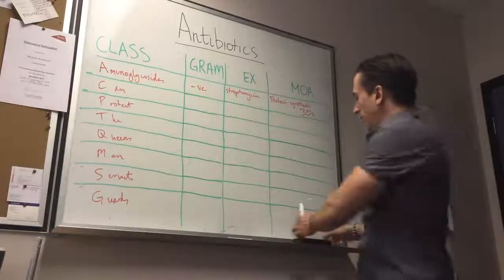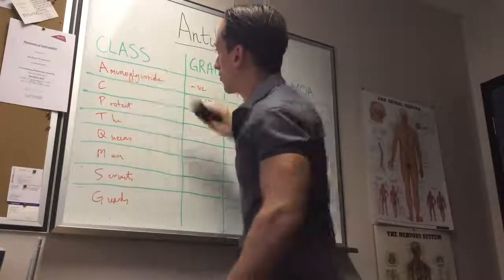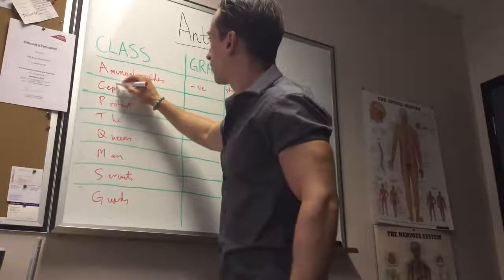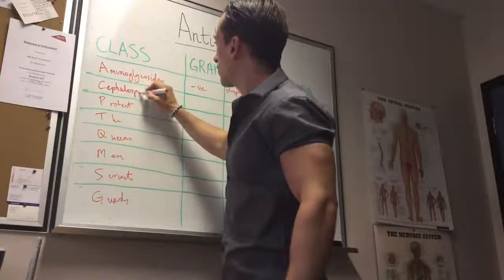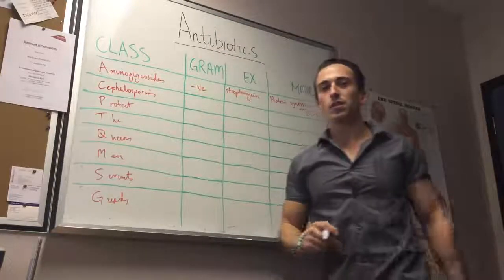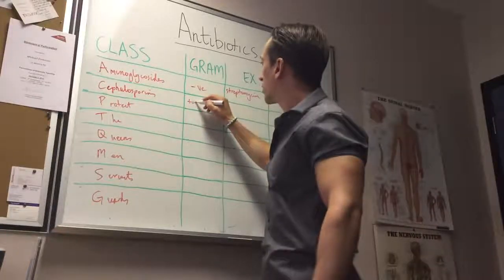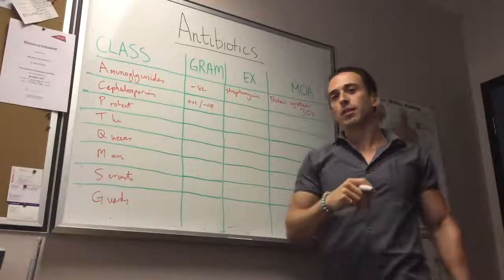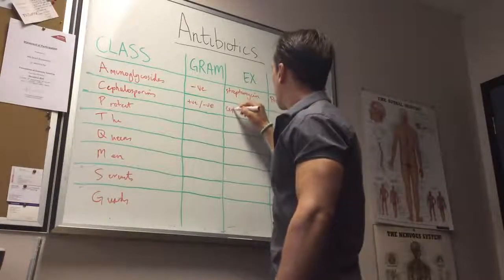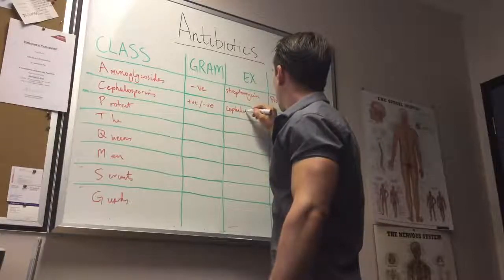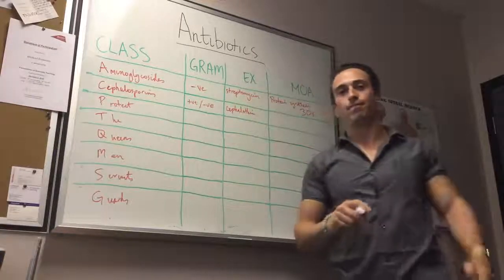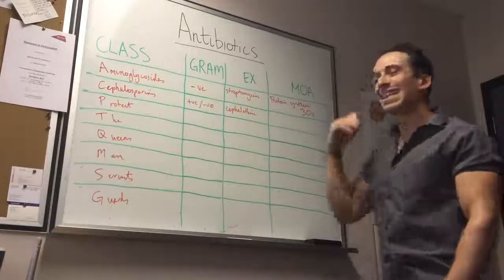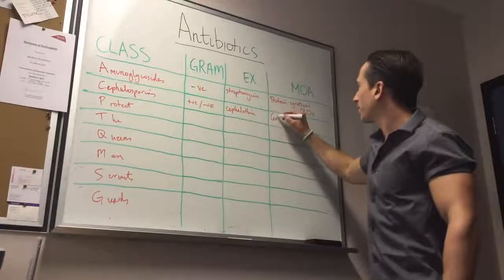If we go on to the next one, have a look at the one that starts with C. This is going to be cephalosporins. Now, the cephalosporins can affect both gram-positive and gram-negative bacteria. And an example of the cephalosporins is cephalothin. Now, the mechanism of action of the cephalosporins is that they actually inhibit cell wall synthesis.